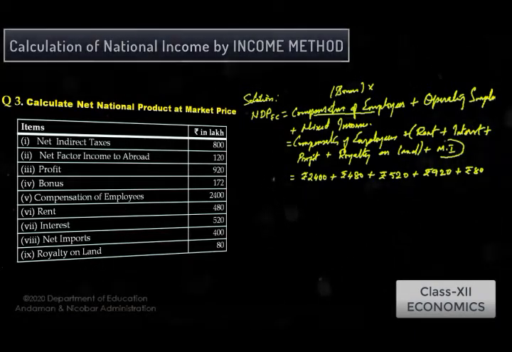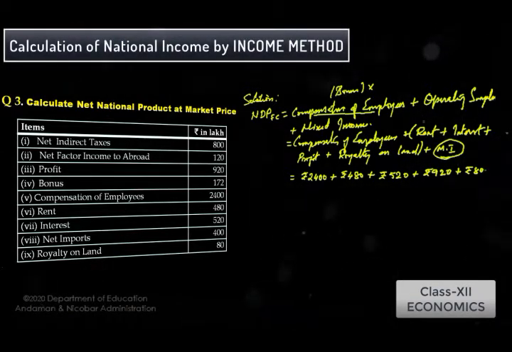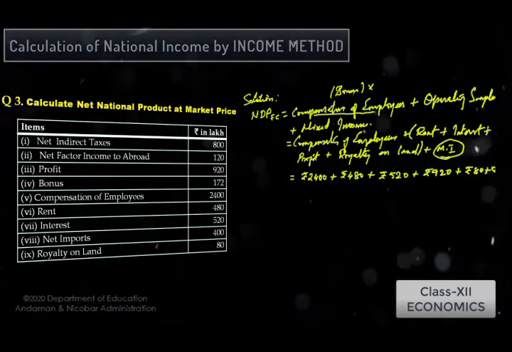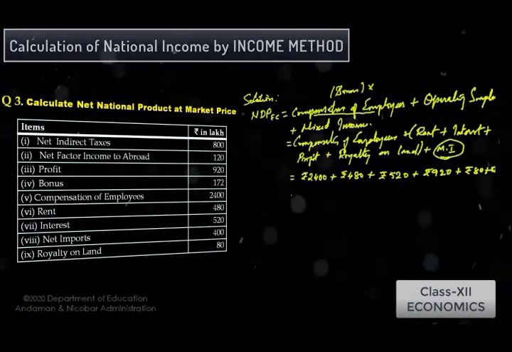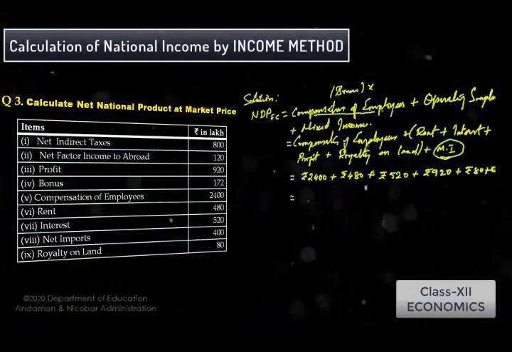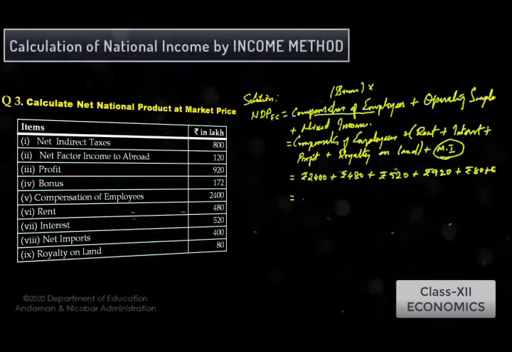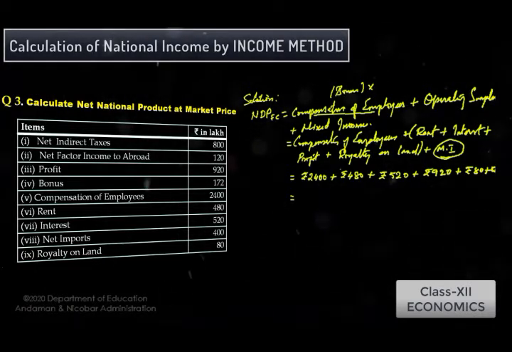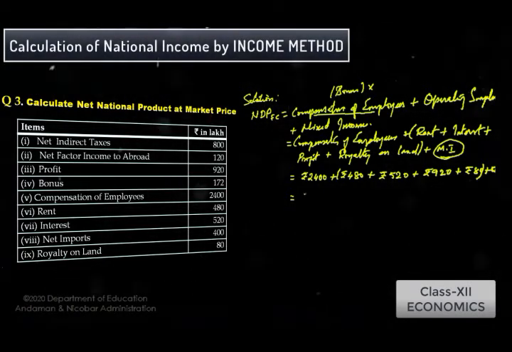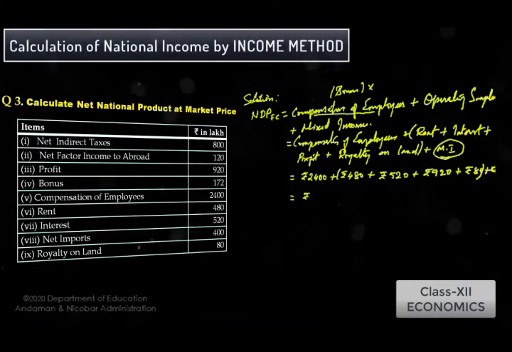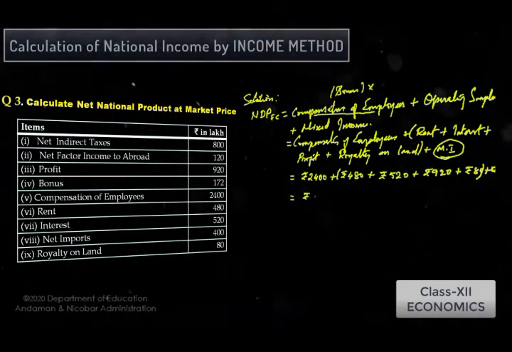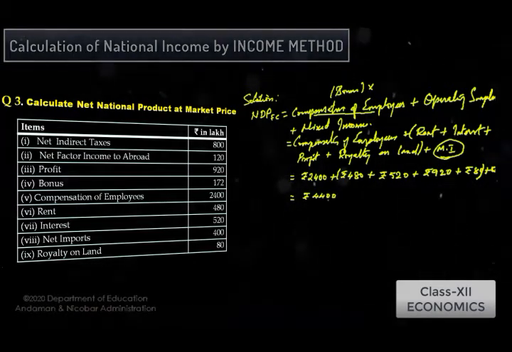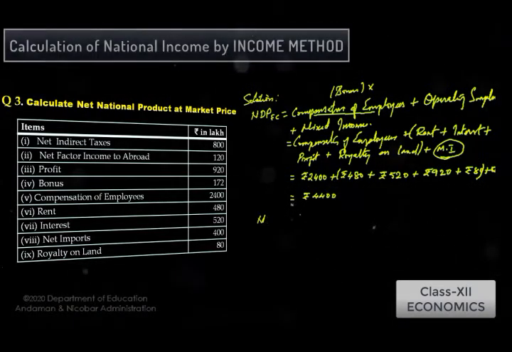And as I have written in the formula, there is a value of mixed income. It is not given here, so 0 will be the value of mixed income, since it is not given in this table. So altogether, when we sum up these values, the compensation of employees and the operating surplus together, we get the value of NDP at factor cost as rupees 4,400.